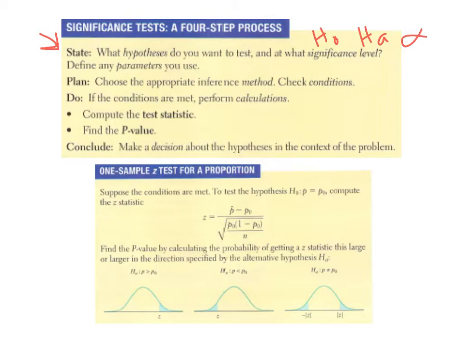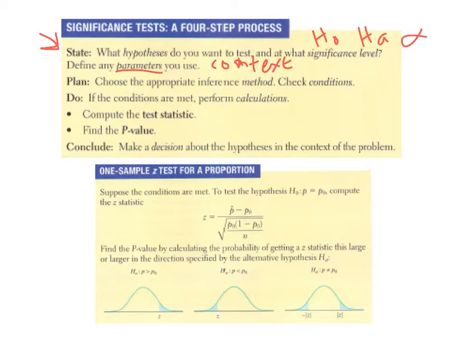Okay, I need to define any parameters, and like always, I need to make sure that I've got context. Make sure I use context when I'm defining these, when I'm stating what hypothesis I want to test. I can't just write that I have a null hypothesis of 0.8 and an alternative hypothesis of less than 0.8. I need to say that that's about free throws, that the claim is that he makes 80% of free throws every time, and we don't think that's true.